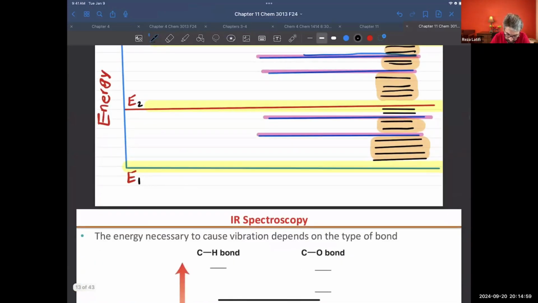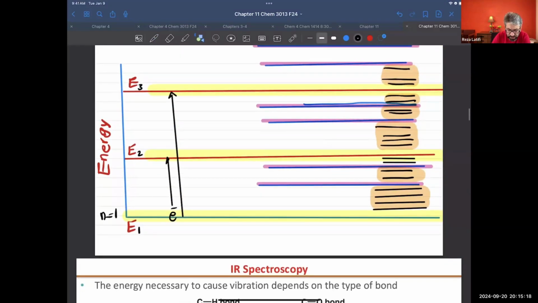We have one electron sitting in a lower level of energy. Let's call this one n equals 1, the first level of energy, and we're going to apply energy and send this electron to, let's say, this level, or we can send this electron to the second level. The yellow lines, the red lines that are highlighted yellow, represent electronic shells, or electronic layers, and I'm transferring an electron between those layers.